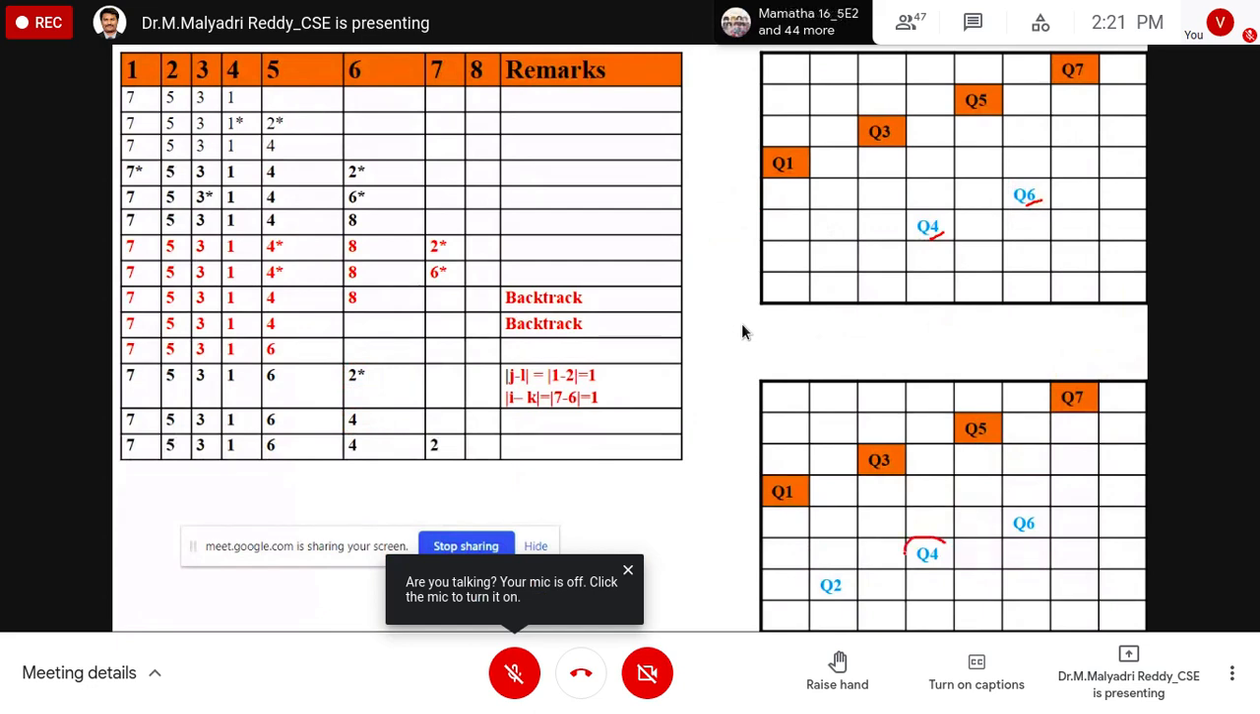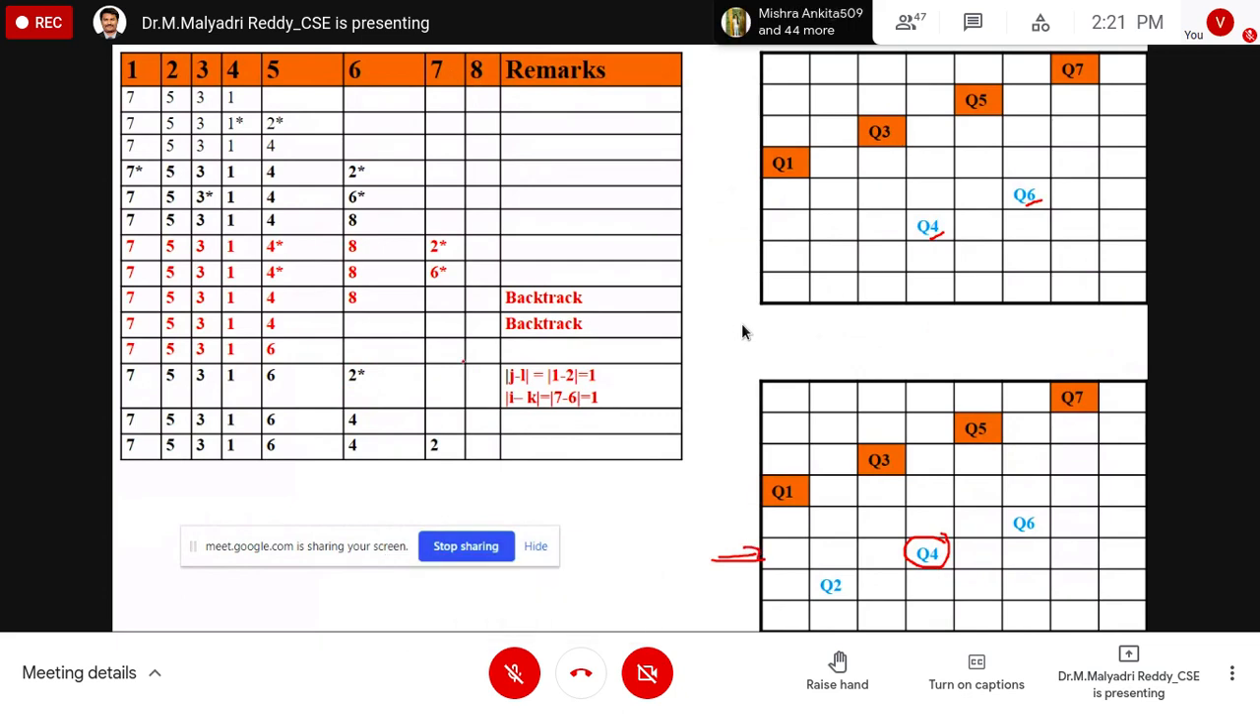So this is Q4 placed, Q6 placed. After placing 6, the sixth row is completed. Next I have to plan for the seventh row. To place the seventh row, only 2 feasibles are available: one is the second queen and the other is the eighth queen. If I place Q2, there is no conflict with this Q2, so I place the Q2 in the seventh row.